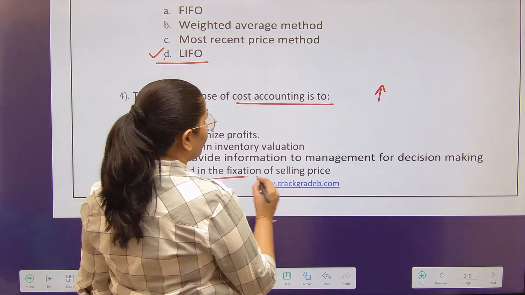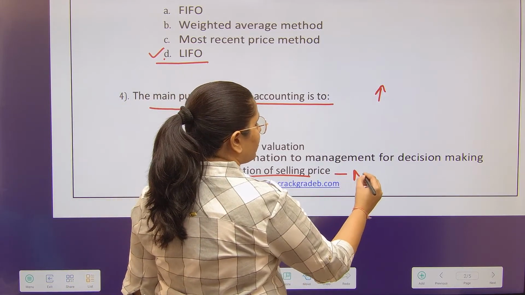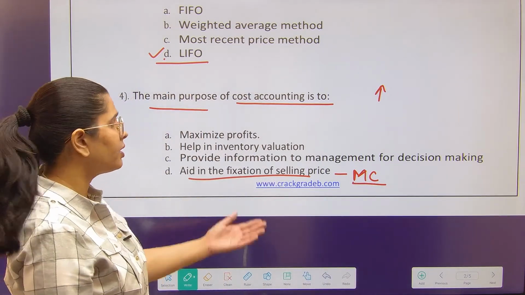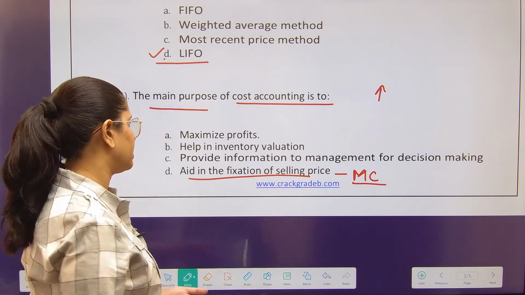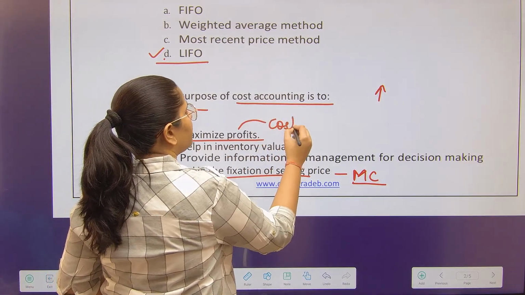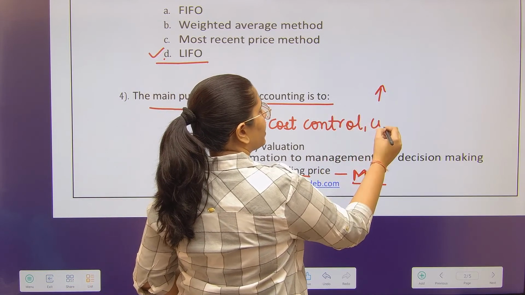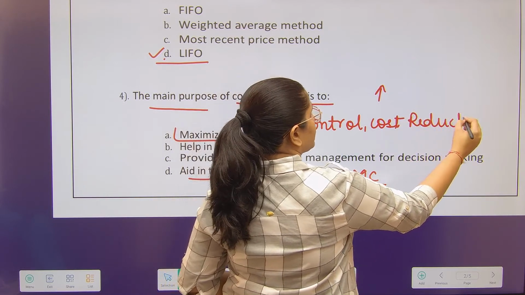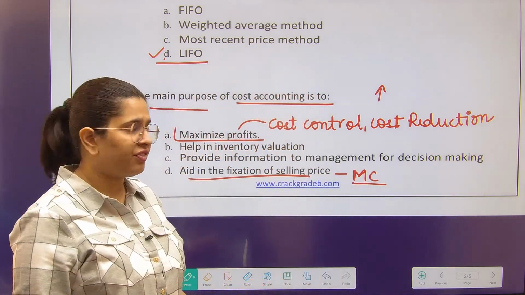How does cost accounting aid in the fixation of selling price? We have seen this in marginal costing, that it helps us decide the selling price, budget preparation, all those things, right? Maximize profit through the concepts of cost control, cost reduction, Six Sigma, lean manufacturing, right? All these are concepts to control the cost, to reduce the cost, to remove deficiencies.